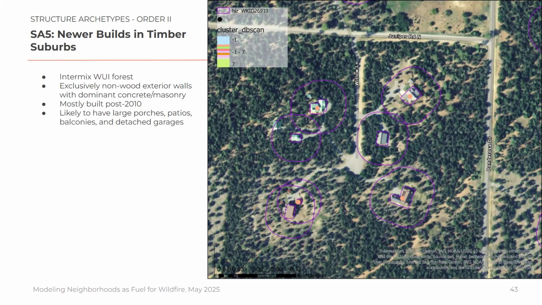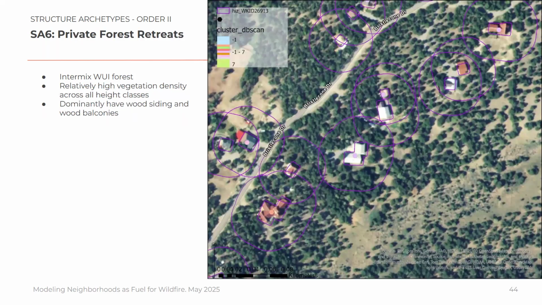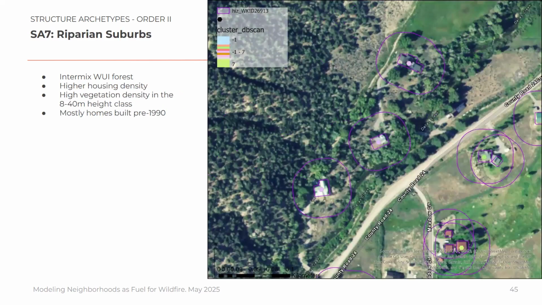Structure archetype 5 is newer builds in the timber suburbs. They generally have large porches, patios, balconies, and detached garages, but their home hardening is generally pretty good with no wood exterior walls or roofs. And private forest retreats is structure archetype 6. That's very similar to structure archetype 5, except almost all of these have wood siding. So the home hardening is different.